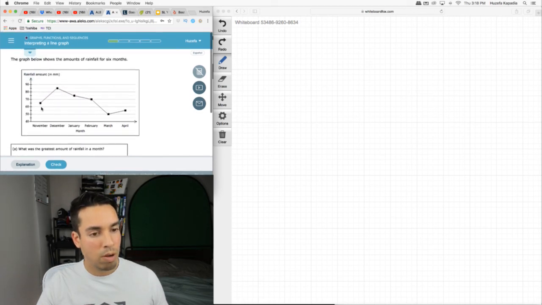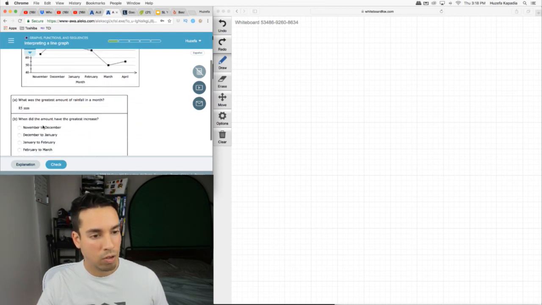When did the amount have the greatest increase? Meaning from what month to what month did we see the biggest jump? And that means going from a lower value to a higher value. It looks like everything is almost a decrease except for March and April and November and December. But this is a bigger jump than here. So November to December is our greatest increase.